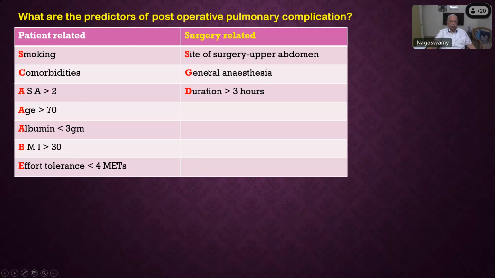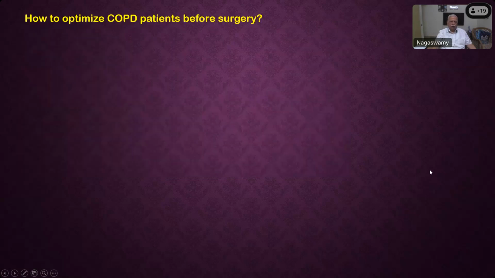With regard to surgery, site of surgery, if it is especially upper abdominal surgery, which will cause splinting of the diaphragm in the postoperative period, general anesthesia, and duration of anesthesia and surgery more than 3 hours, all these things give rise to chances of pulmonary complications.